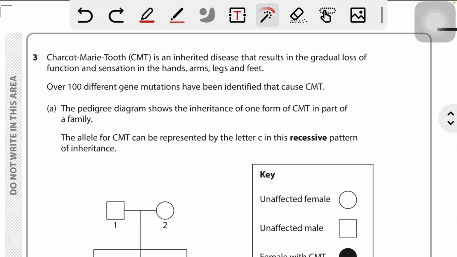Okay, so this is question number 3 of Unit 1, October 2024. Charcot-Marie-Tooth (CMT) is an inherited disease that results in the gradual loss of function and sensation in the hands, arms, legs, and feet. Over 100 different gene mutations have been identified that cause CMT. The pedigree diagram shows the inheritance of one form of CMT in part of a family. The allele for CMT can be represented by the letter C in the recessive pattern of inheritance.